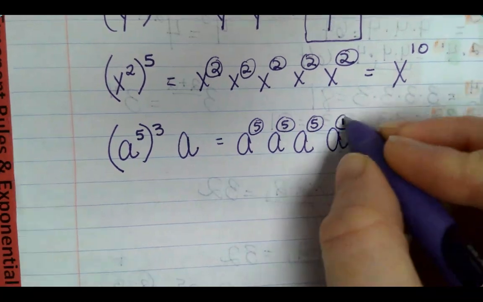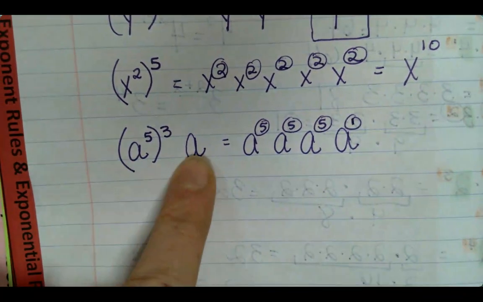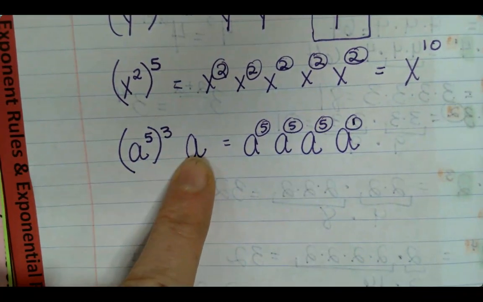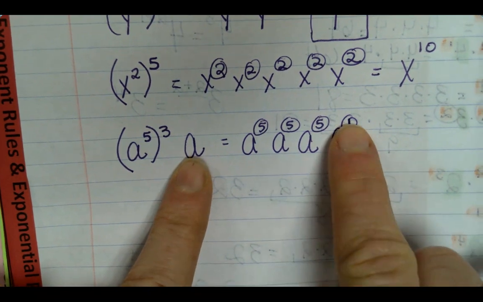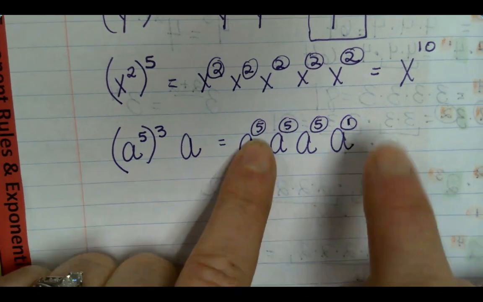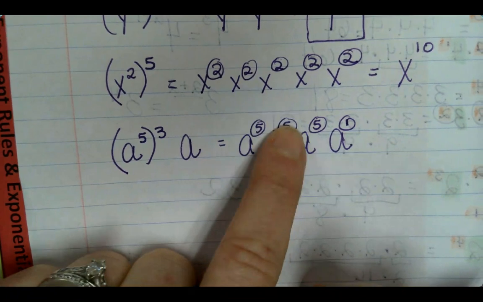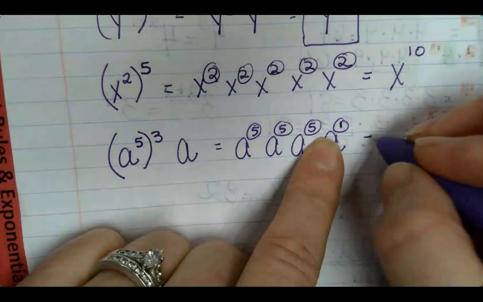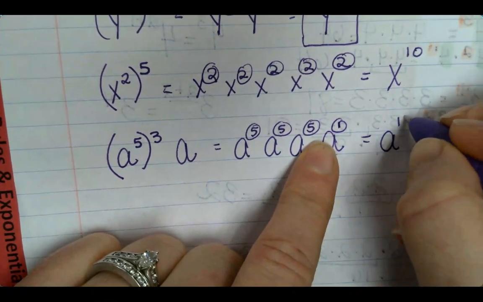Yeah, I put that other A right over here on the problem that we had. So make sure not to leave it off. So I did put a 1 there so I don't forget that it has an exponent too. 5, 10, 15, 16. A to the 16.